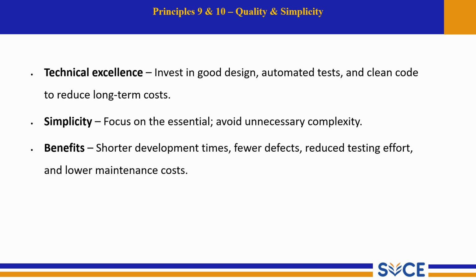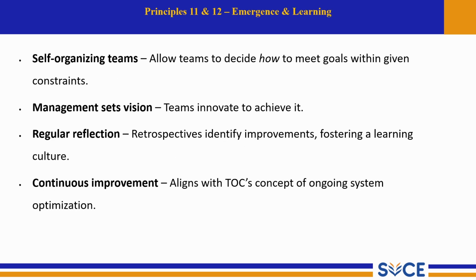Now let's see how Agile teams continuously improve over time. And next one is principles 11 and 12, emergence and self-organizing teams. Agile teams manage their own work instead of waiting for a manager to assign every task. Team members decide together how to achieve goals. This increases ownership, creativity, and accountability. When people feel responsible, they deliver better results.